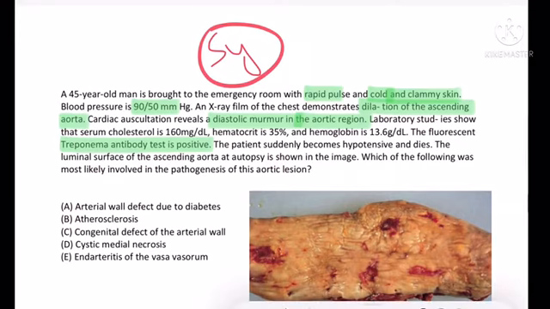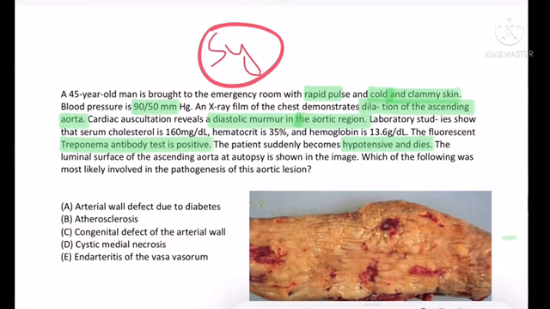So what are the other findings? The patient suddenly becomes hypotensive and dies. It means there is a circulatory collapse. The luminal surface of the ascending aorta on autopsy is shown in this image. Which of the following is most likely involved in the pathogenesis of the aortic lesion? So we can see that here.